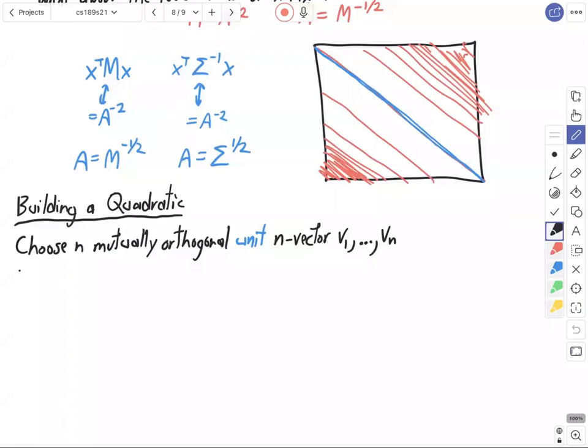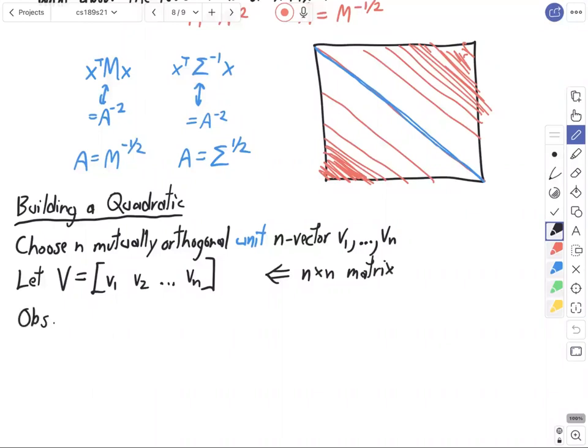Then once we've chosen our vectors, we're going to collect them together in a matrix that we'll call capital V, whose columns are the eigenvectors. So just put them all together, side by side, column by column, into an n by n matrix. And we call that V, capital V. And the first thing I want you to observe here is that once you've chosen those vectors to satisfy those properties, then V transpose V is going to be I.